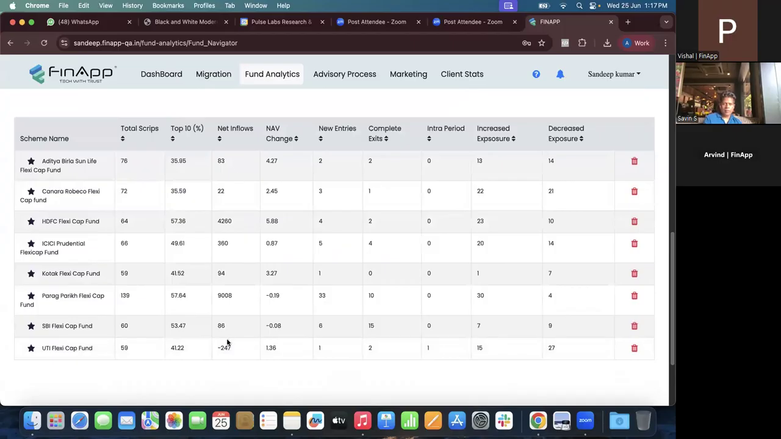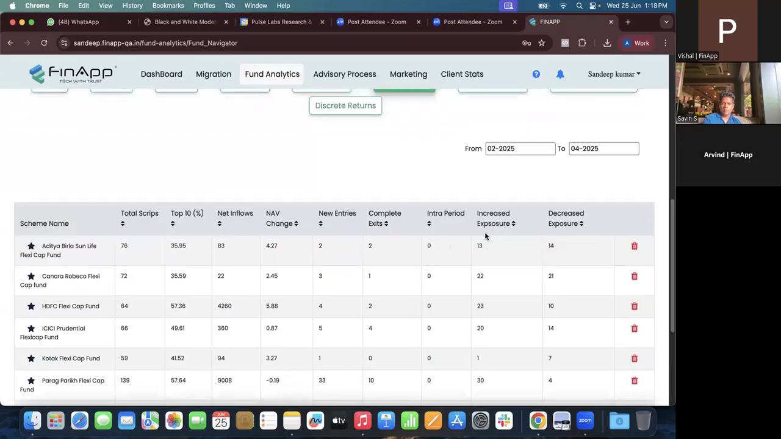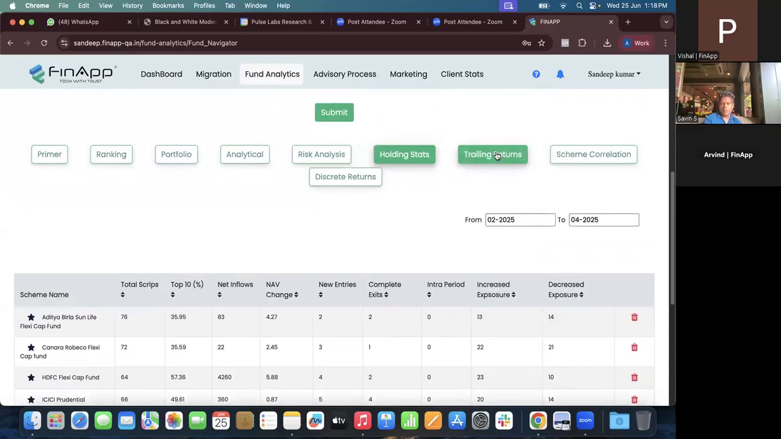Net inflows of the fund, NAV changes during this period, this is the period above. How many stocks were added in the folio? How many stocks were exited? What is the intra period change in stocks? How many stocks increased exposure and decreased exposure? This is an overall view of a particular portfolio.